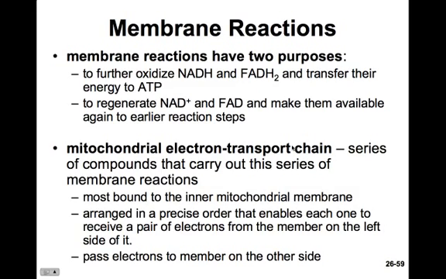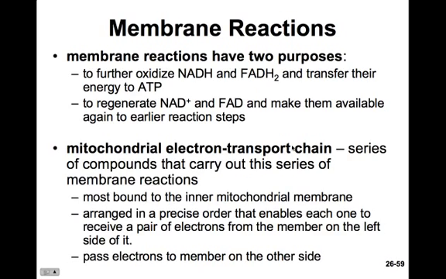So the mitochondrial electron transport chain is a series of compounds that carries out a series of membrane reactions. Most of them are bound to the inner mitochondrial membrane, and they're arranged in a precise order, which allows each protein to receive a pair of electrons from the member to its left. It passes the electrons down the chain to the member on the other side.